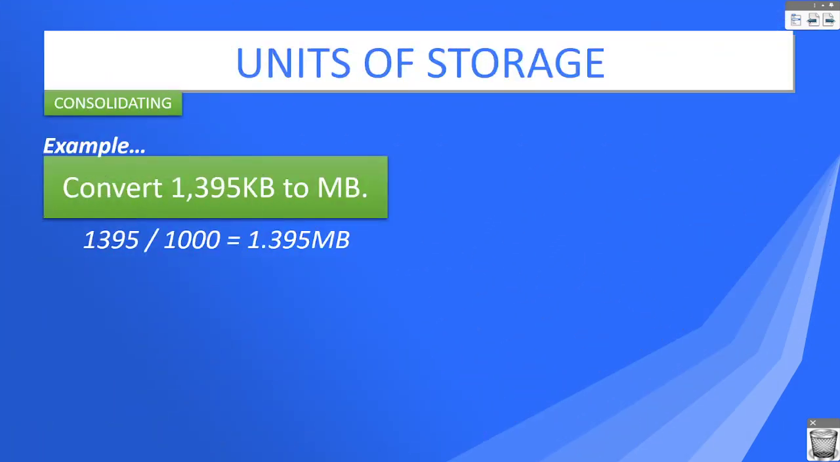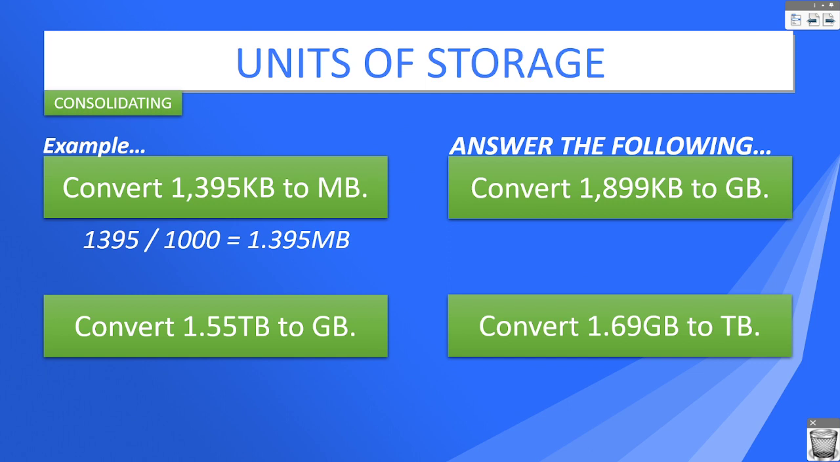For example, consider that you've got 1,395 kilobytes in megabytes. How would you work that out? Well, I know that I've got 1,395. I'm going to simply divide it by 1,000. That gives me 1.395 megabytes. So try and have a go at answering the following. Pause the video and try and see if you can calculate what these would be.